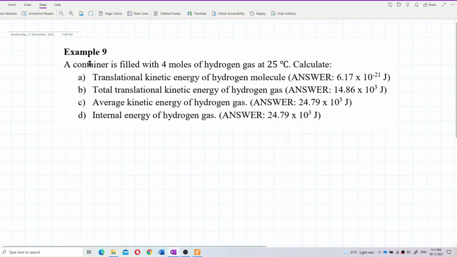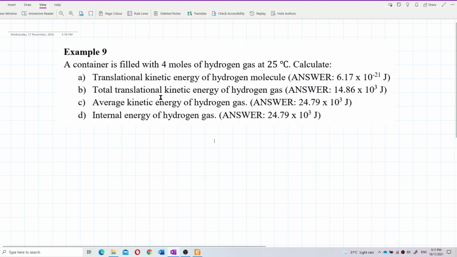Okay, a container filled with 4 moles of hydrogen gas at 25 degrees Celsius. Calculate the translational kinetic energy of hydrogen molecule, the total translational kinetic energy of the hydrogen gas, the average kinetic energy of hydrogen gas, and also the internal energy of hydrogen gas.